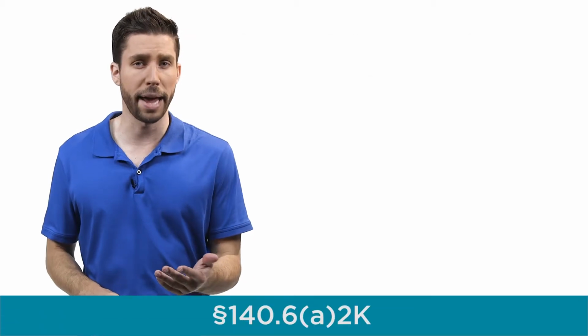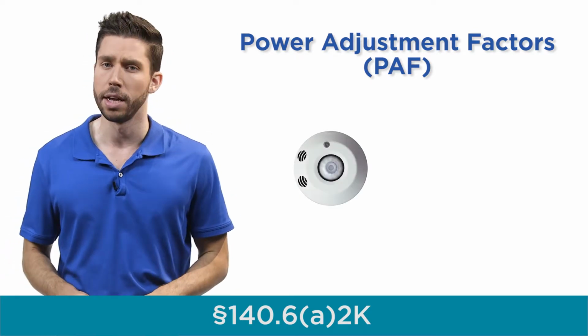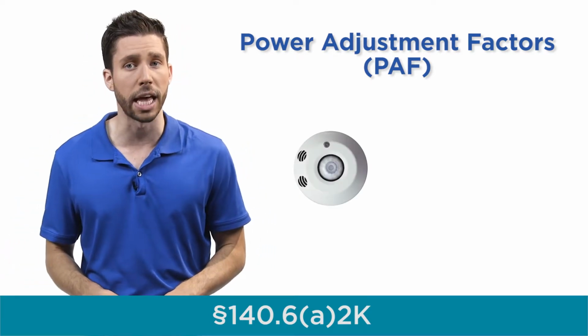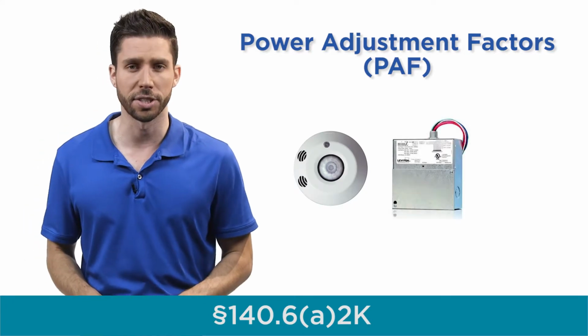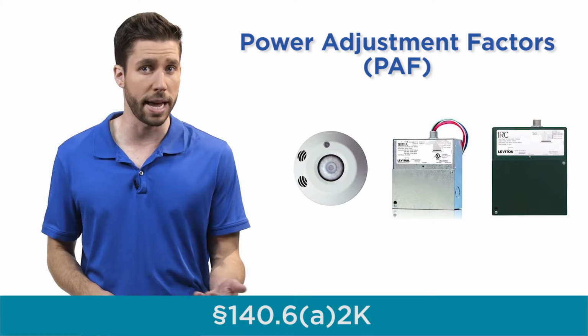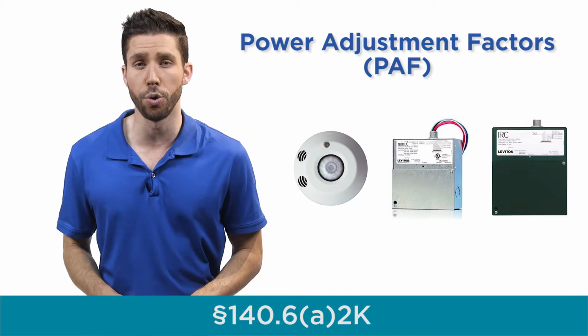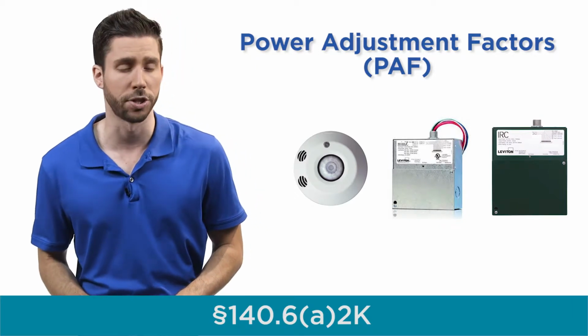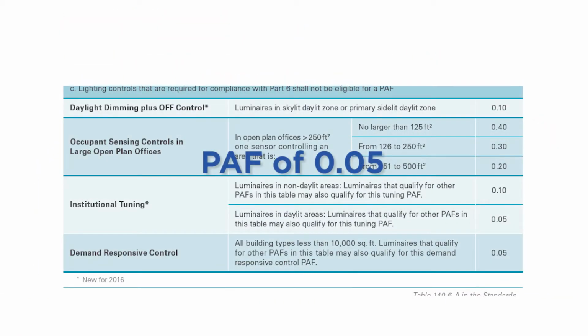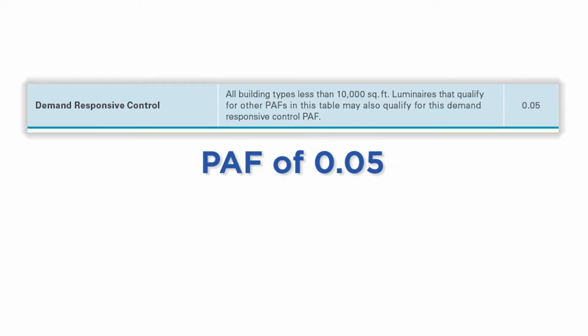To qualify for this PAF, demand-responsive controls must comply with the requirements detailed in Section 130.1E of the Energy Standards, which we just described. Luminaires equipped with demand-responsive controls installed to earn a PAF may also qualify for other PAFs, like institutional tuning, if those conditions are also sufficiently met. When all these conditions are met, the system qualifies for a PAF of 0.05. Details are provided in Table 140.6-A of the Energy Standards.